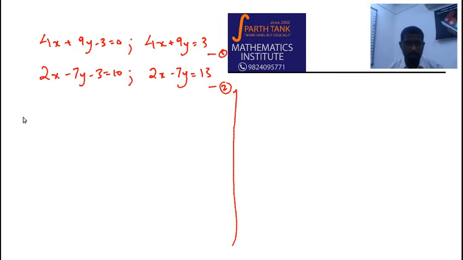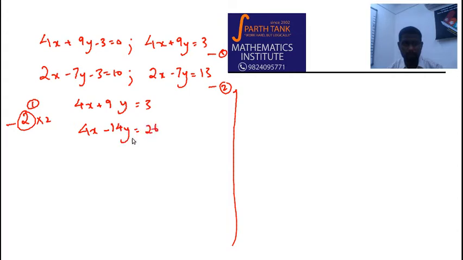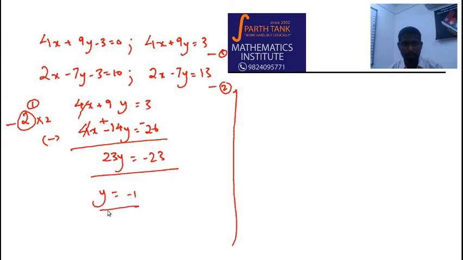So multiply 2 by 2 and subtract from 1. So 1 is 4x plus 9y is 3. This will become 4x minus 14y is 26, and when I subtract both, this term is gone. This becomes 23y, and I subtract, this is minus 23, or y is minus 1.